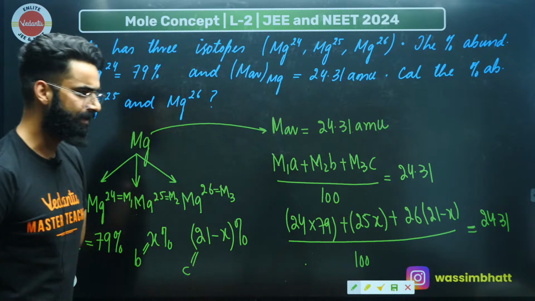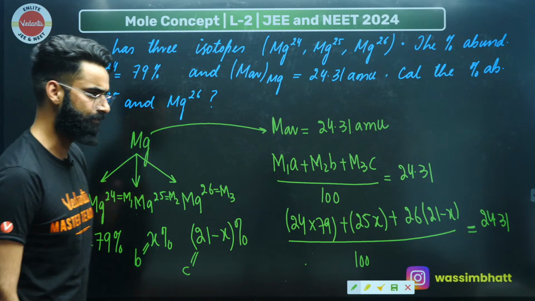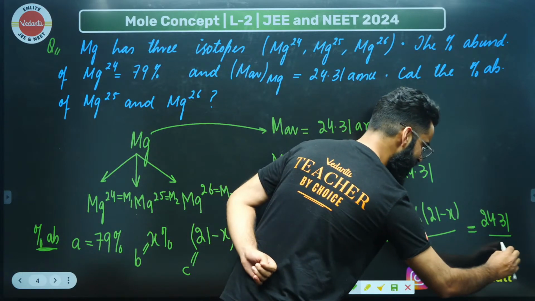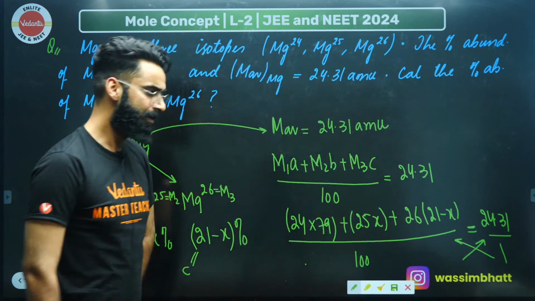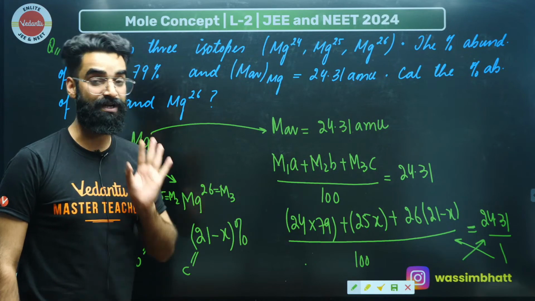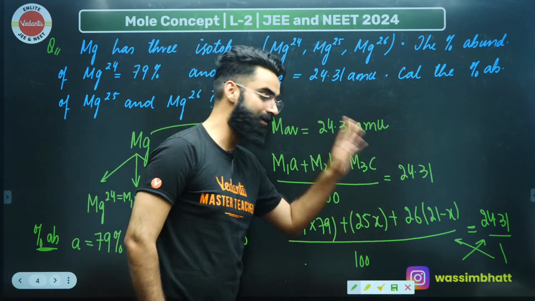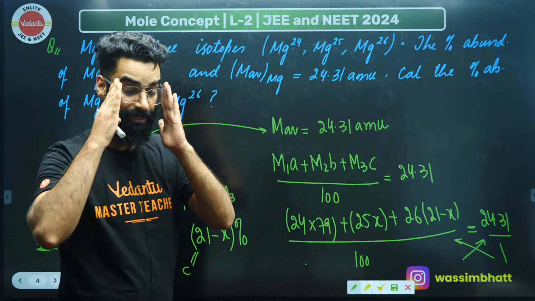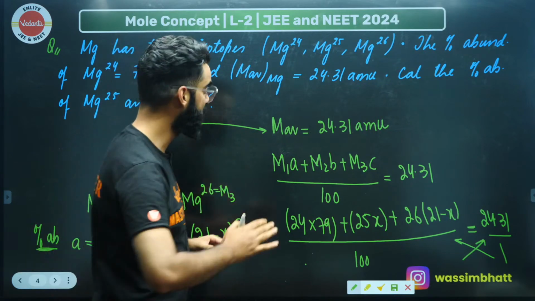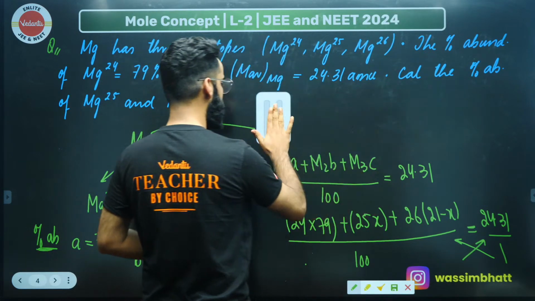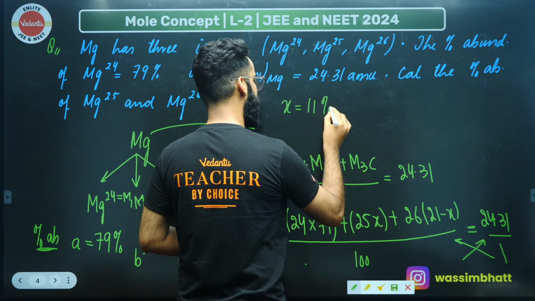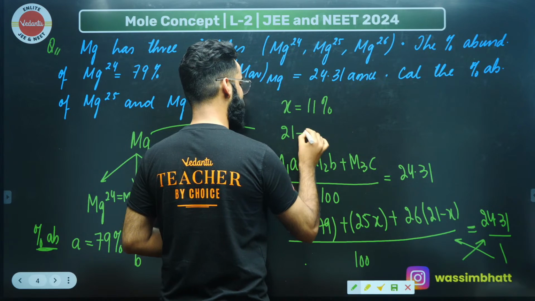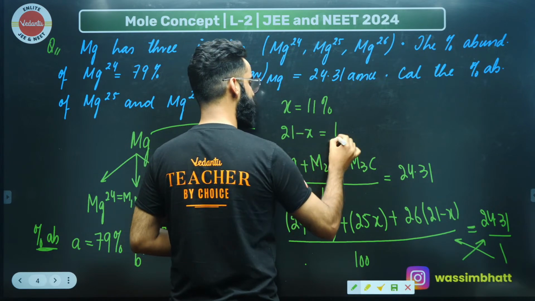Now, my dear people, just do one thing, just do the cross multiplication. When you do the cross multiplication, you will be getting one equation containing one variable, that's x. When you solve that equation, you will be getting the value of x exactly equal to 11, and the value of 21 minus x, as 21 minus 11, comes out to be 10.